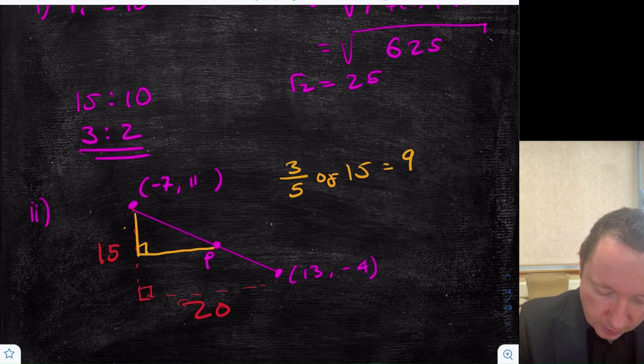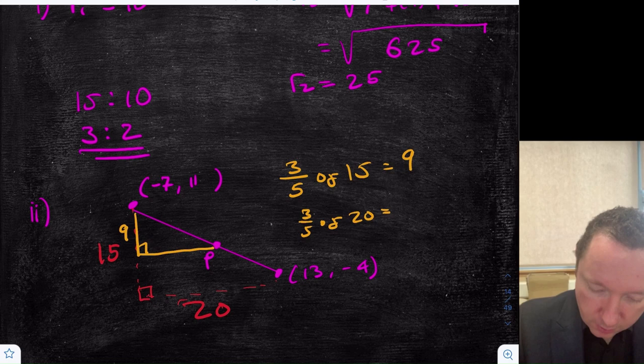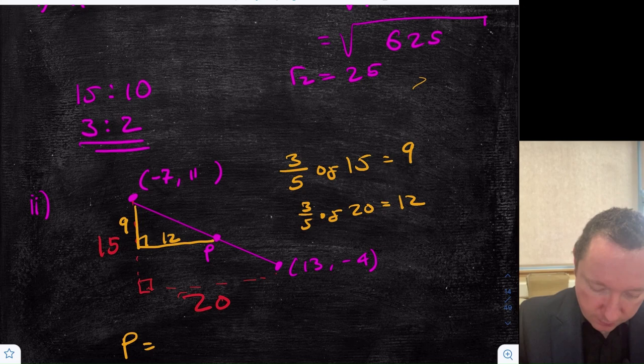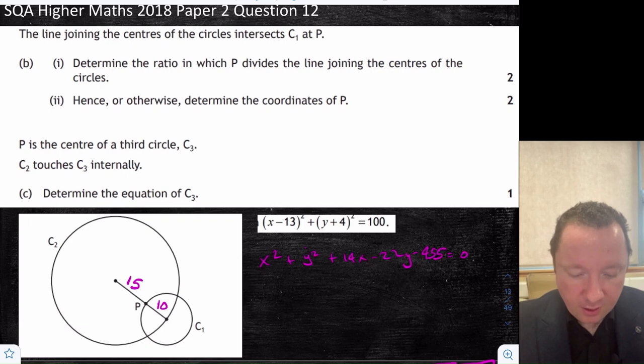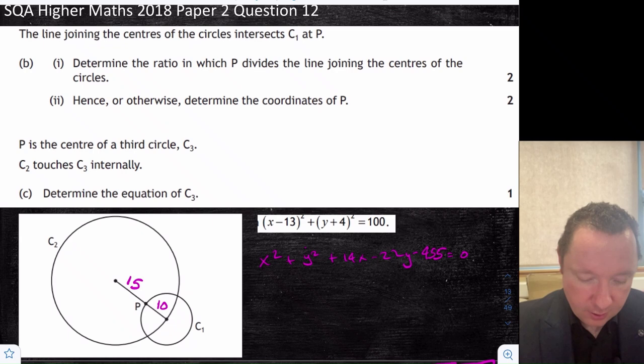which is 9, and 3/5 of 20, which is 12. −7 add 12 is 5. And for our y part, we're starting up at 11 and we're going down 9. 11 minus 9 is 2. So we get (5, 2). And we're done there. P is the centre of a third circle, C3. C2 touches C3 internally. Determine the equation of C3.